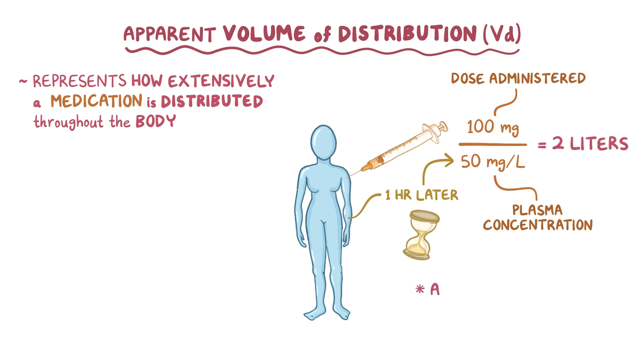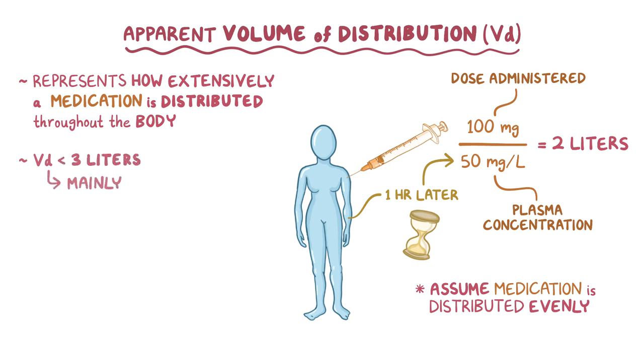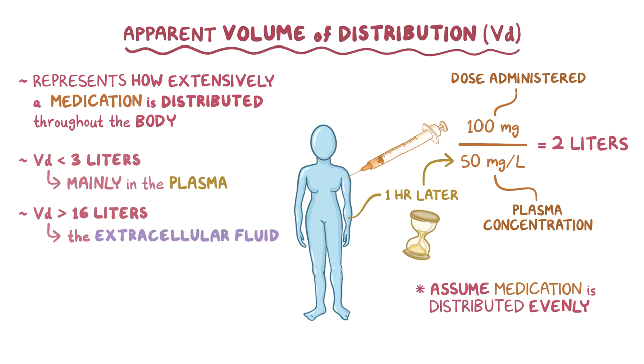The thing here is that we assume that the medication is distributed evenly throughout the body, although that's not the case for most medications. In any case, it's safe to say that medications with a rather small apparent volume of distribution, such as 3 liters or less, remain mainly in the plasma. Medications with an apparent volume of distribution of 16 liters or more get distributed throughout the extracellular fluid, meaning both the plasma and interstitial fluid compartments. And medications with an apparent volume of distribution of 46 liters or more are possibly distributed throughout all body compartments.